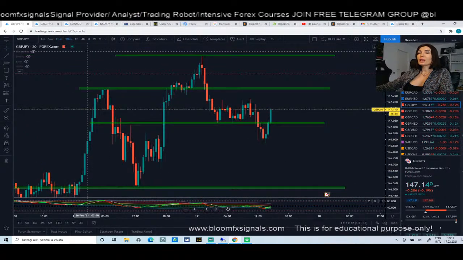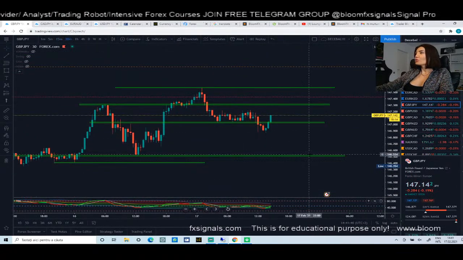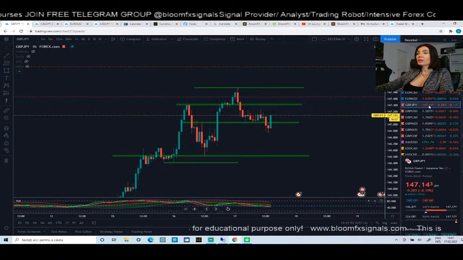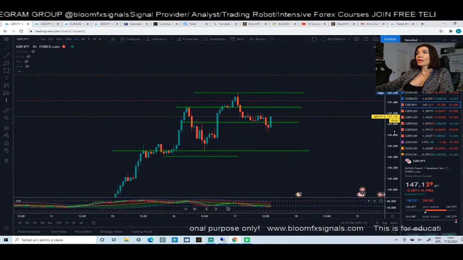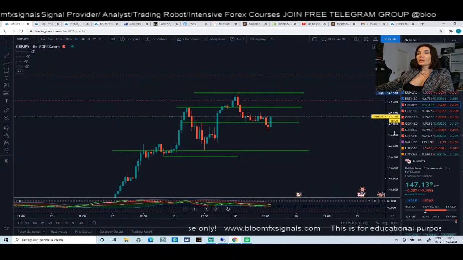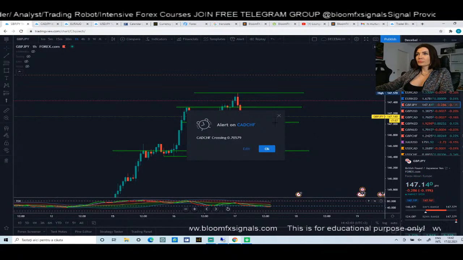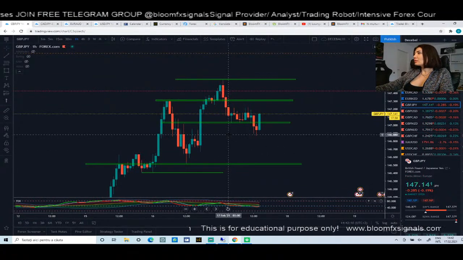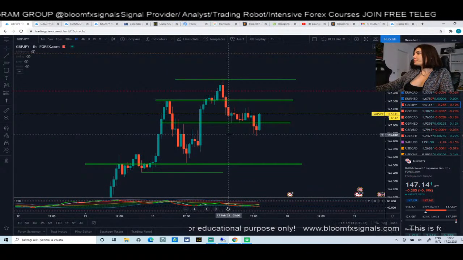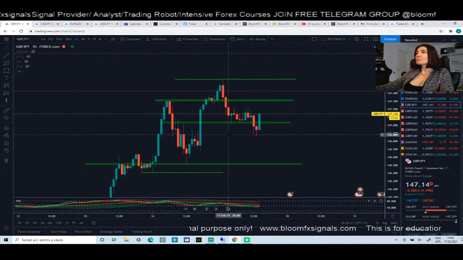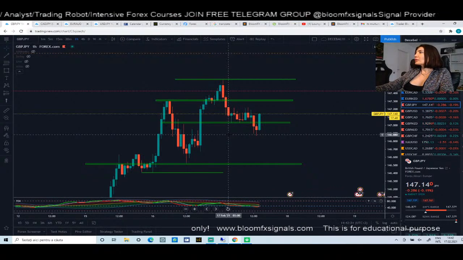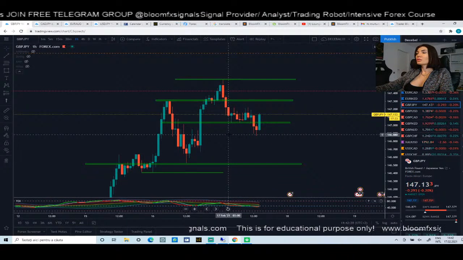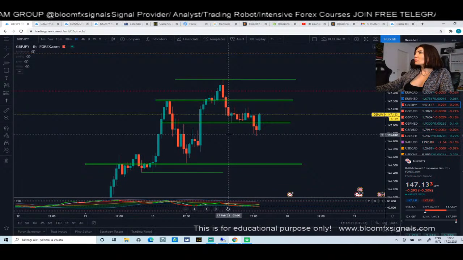So this is on the 15. Let me check the 30. The 30 is trying to push up, and let me see the 1 hour. We still have 18 minutes for this 1 hour candle to close. And I really want to see how this candle will close, okay? Because there is the possibility that the price may continue to go up again.